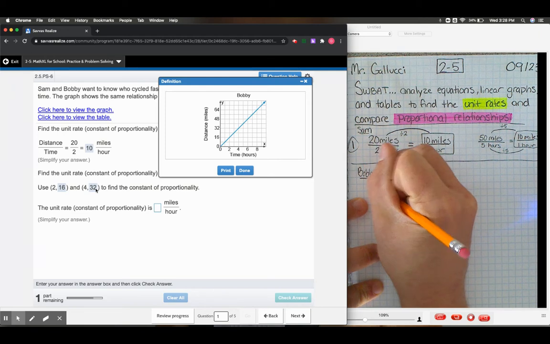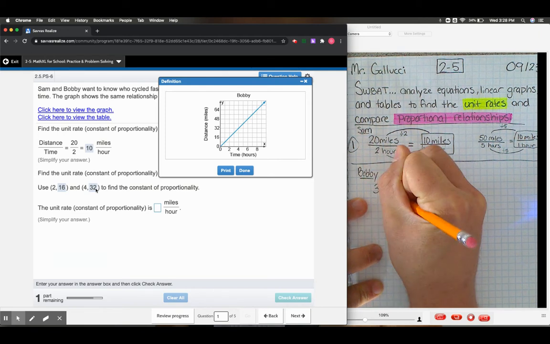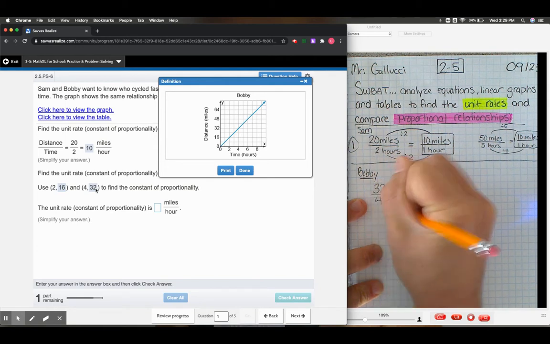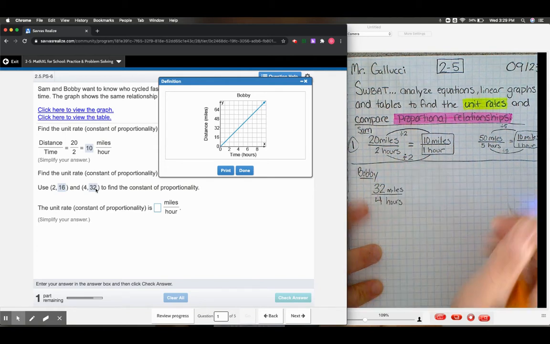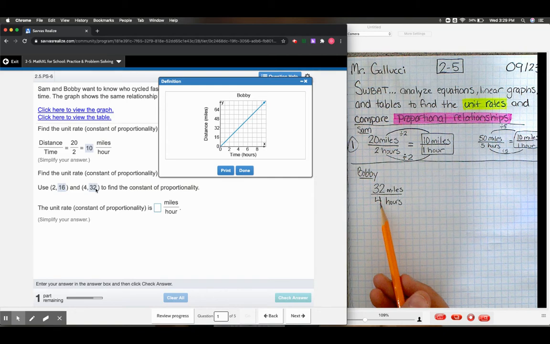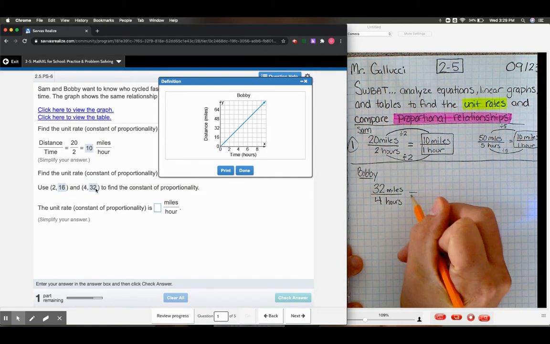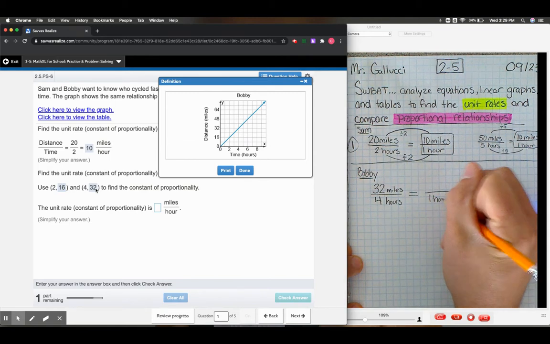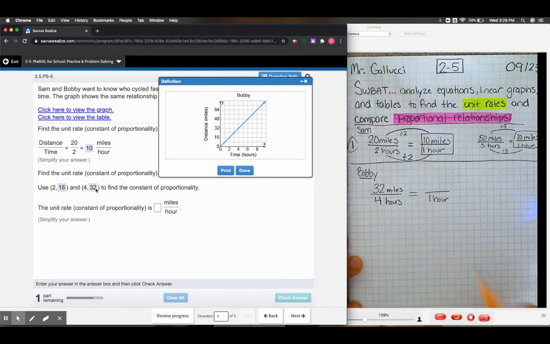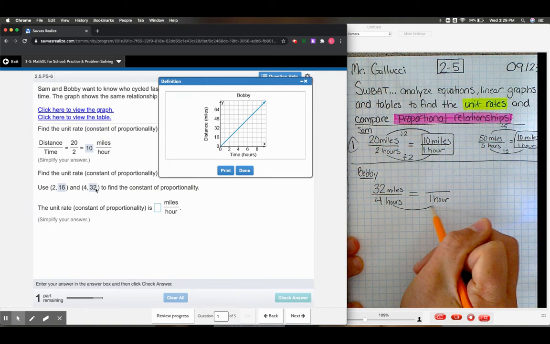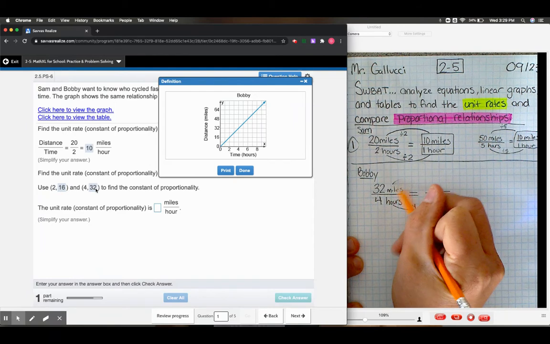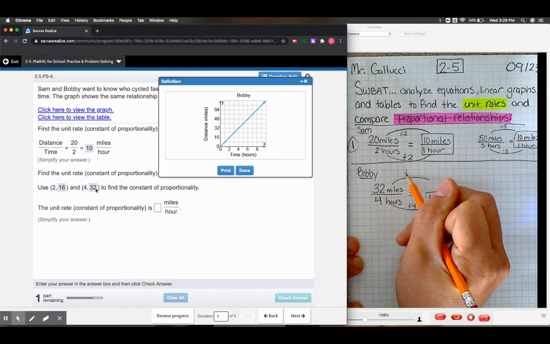Do some tough math here. 32 miles, 4 hours. Not a unit rate because the denominator is not equal to 1. So let's make a unit rate. Let's put a 1 down there. 1 hour tells us what to divide by. In this case, divide by 4. Divide by 4.